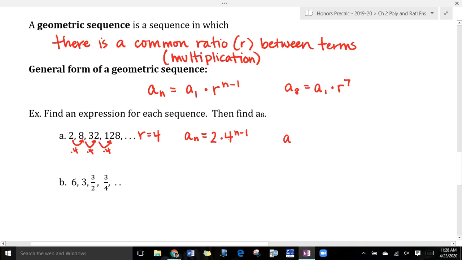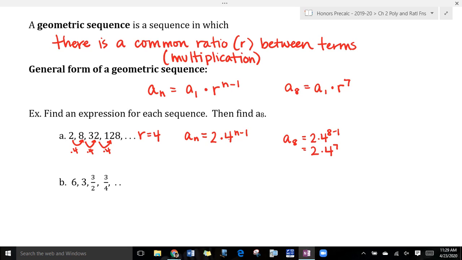So let's go ahead and find a8. That would just be 2 times 4 to the n minus 1, or 8 minus 1, which is 2 times 4 to the 7th. And you can pull out a calculator and find that. I don't have one at my table here, so I'm going to skip that part. But we would go ahead and multiply that together and find that 8th term, which is probably pretty big.